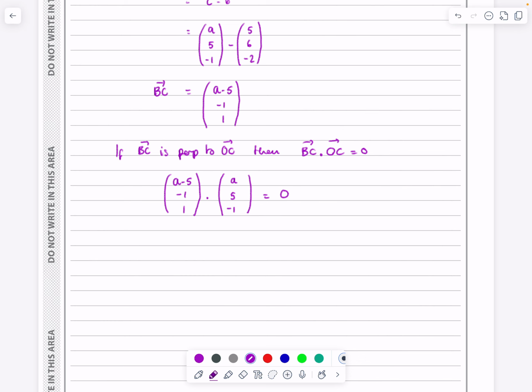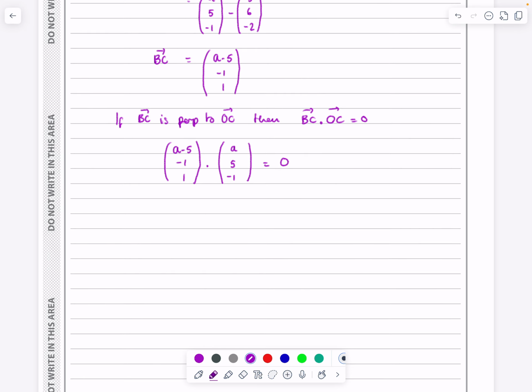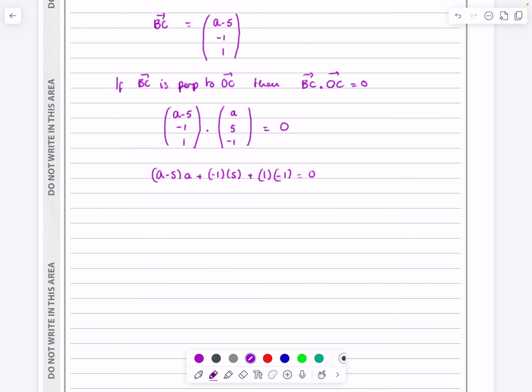Right, the scalar product of those is A minus 5 times A, plus minus 1 times 5, plus 1 times minus 1. That all has to be equal to 0. This is going to be a quadratic, isn't it? Let's just work this out. This is A squared minus 5A minus 5 minus 1, which is A squared minus 5A minus 6 equals 0.